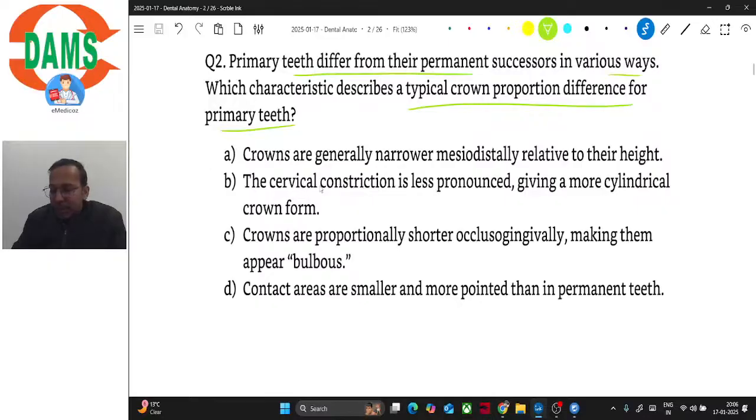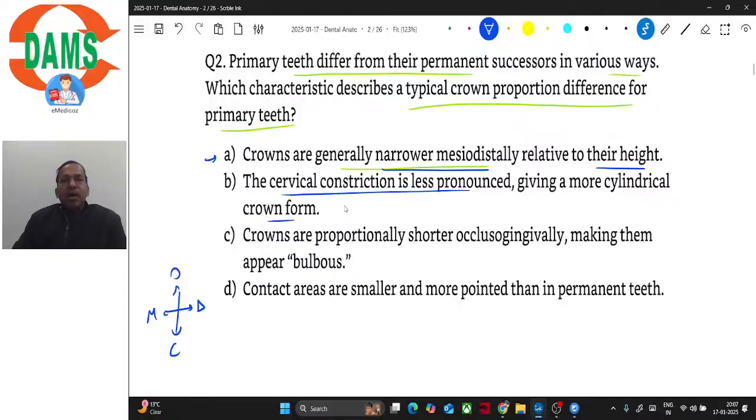So option A says crowns are generally narrower mesiodistally. They are generally narrow mesiodistally relative to their permanent teeth. So what it means is that the occluso-cervical is more than the mesiodistal. That's what option A says. Option B says the cervical constriction is less pronounced, giving it a more cylindrical crown form.